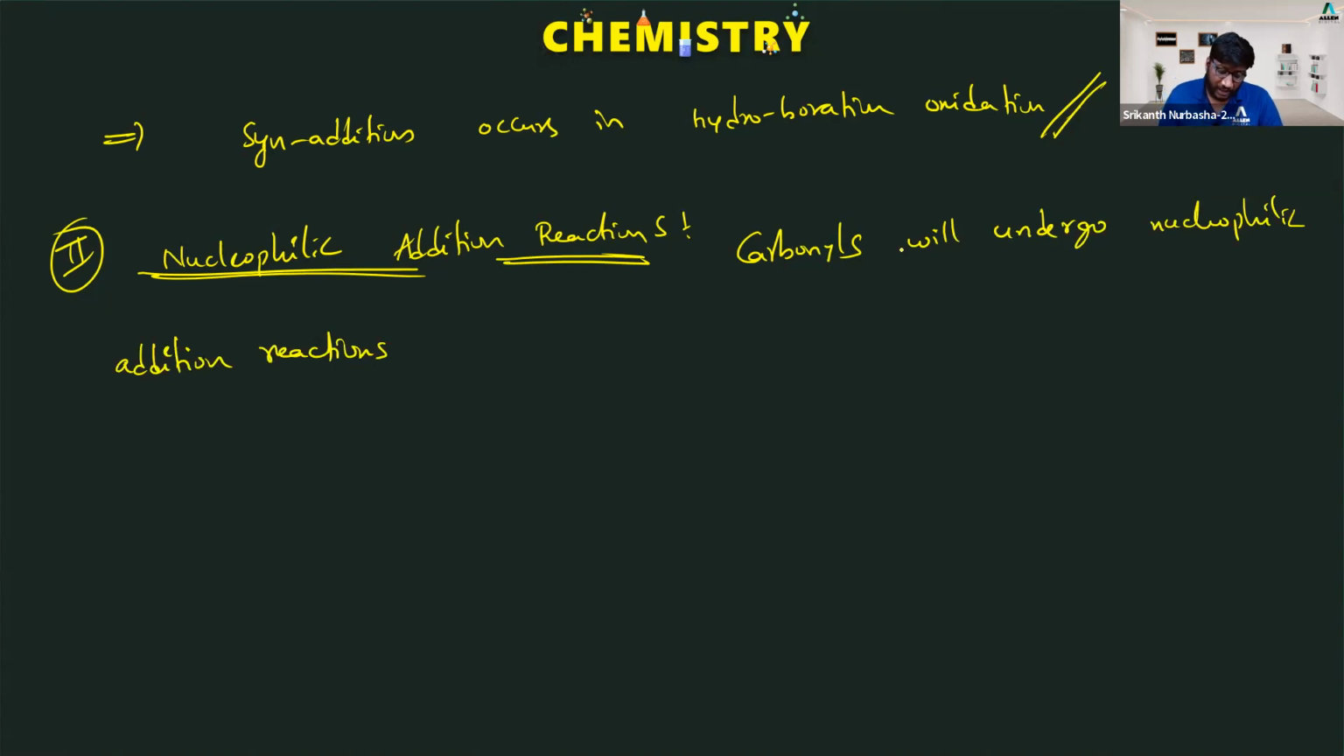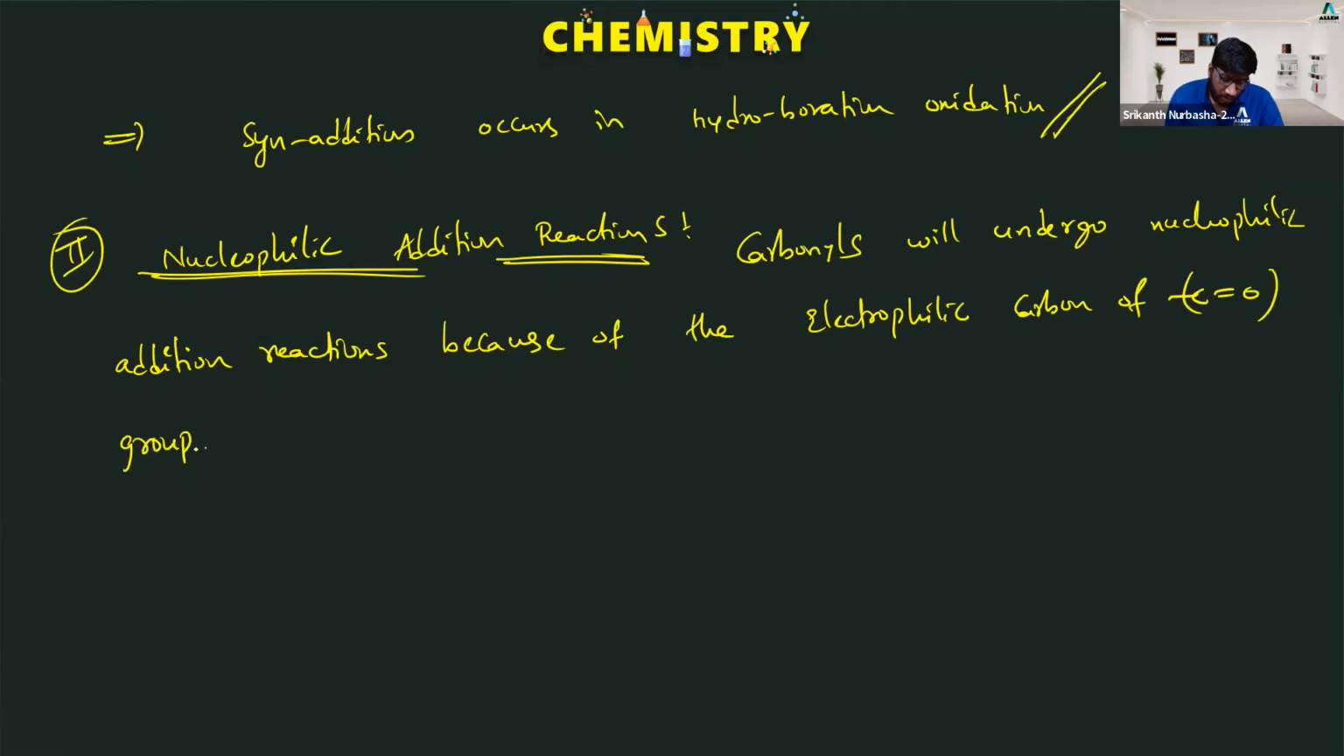Carbonyls will undergo nucleophilic addition reactions because of the electrophilic carbon of the C=O group. Now let us start with one-by-one additions. Addition of hydrogen cyanide, HCN, is the first and simplest reaction.